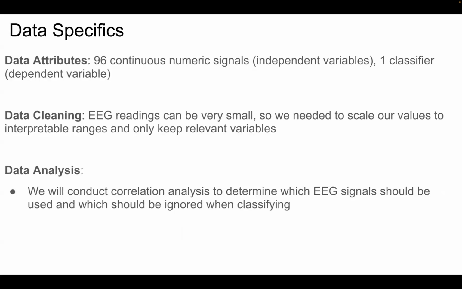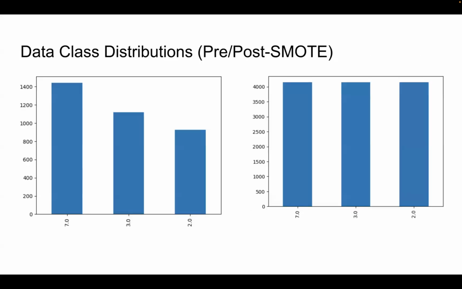For the specifics of our data, we have 96 continuous values with one classification value. And our EEG readings are very small. They read very many times a second with a lot of attributes. So we needed to do a lot of scaling, checking for null values and checking for the relevance of variables. And we also conducted correlation analysis to determine which of our signals should be used and which ones to ignore.